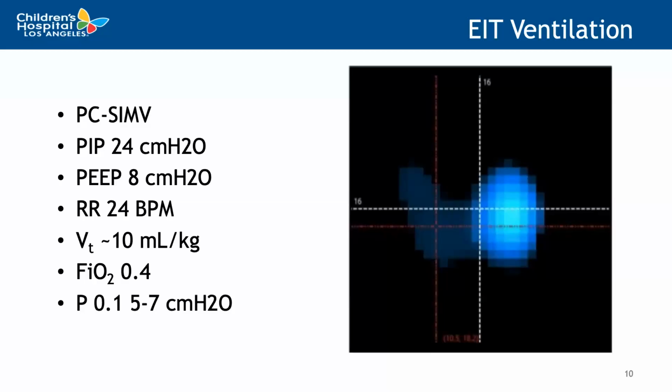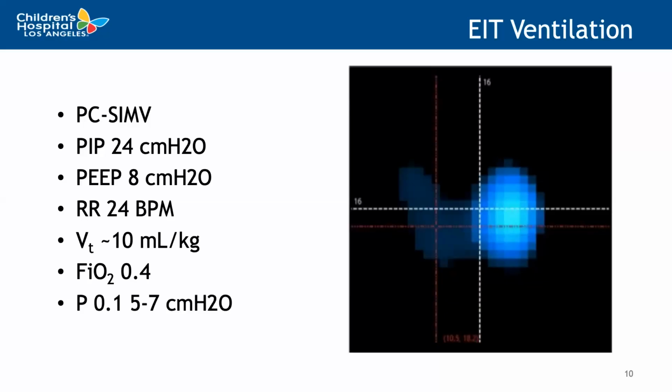These were his ventilator settings at the time of EIT and upon transfer to our facility. So he was on a pressure control SIMV mode with a peak pressure of about 24 centimeters of water. His PEEP at that time was 8 centimeters of water. His respiratory rate was 24 breaths per minute, and he was getting tidal volumes of about 10 mL per kilo with those settings. He was on 40% FiO2, and his P0.1 was 5 to 7.